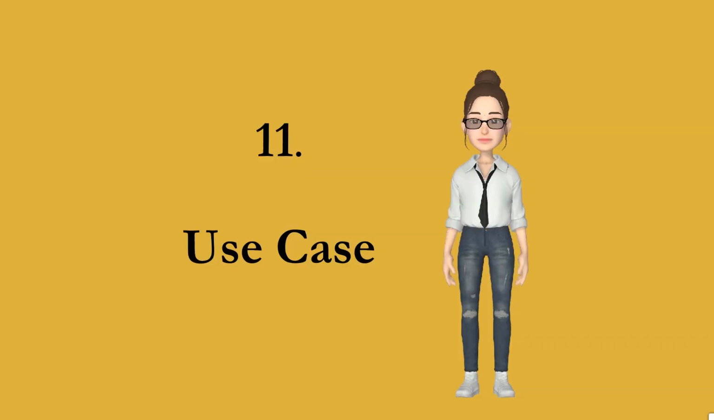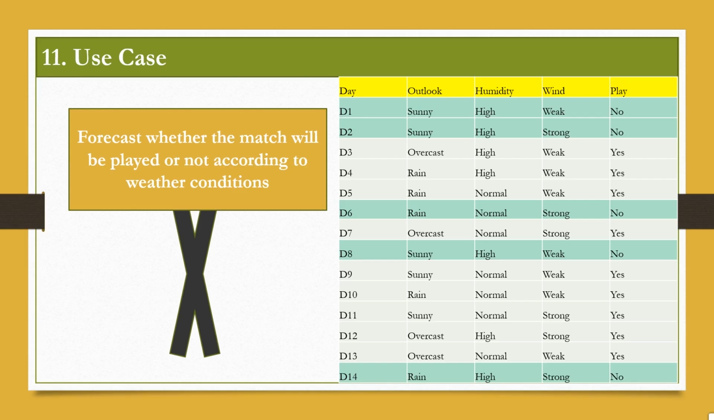Now suppose we are given a problem statement. The statement is that you have to predict whether a match can be played or not by studying the weather conditions. So the predictor variables here are outlook, humidity, wind, and day is also a predictor variable. The target variable is basically play. The target variable is the variable that you are trying to predict.